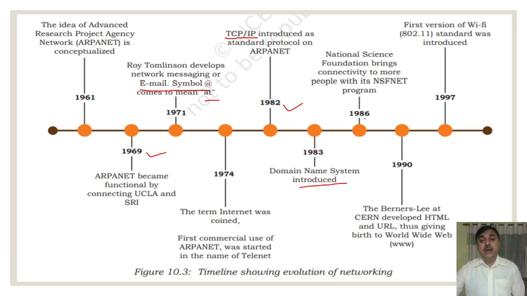In 1986, the foundations of bridge connectivity came. After that, in 1990, Berners-Lee used HTML, hypertext markup language, and URL, uniform resource locator, in the WWW, World Wide Web. Then in 1997, Wi-Fi connectivity was introduced.